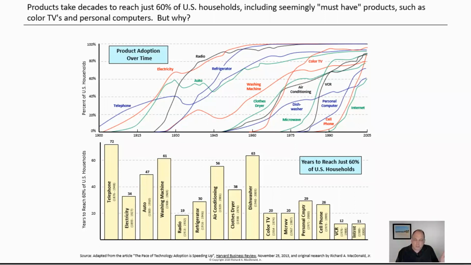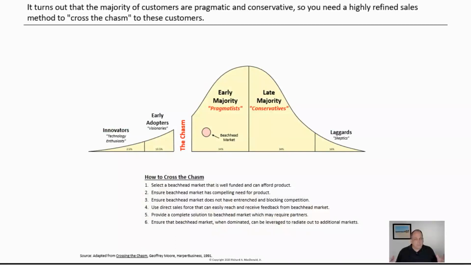So for example, the color TV took 20 years. The dishwasher took 63 years just to reach 60% of U.S. households. The VCR, 12 years. The cell phone, 26 years. The personal computer, 29 years, etc. Although the pace of change is getting faster, it still takes a considerable amount of time. And then the question is, why? Why is it so hard? So this first answer, and the major answer, is that it comes down to psychology.